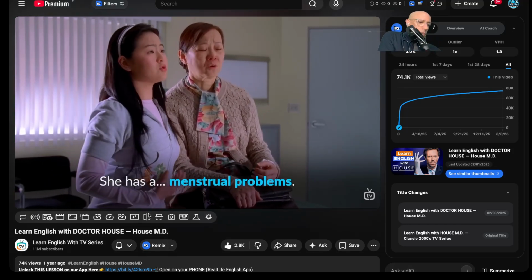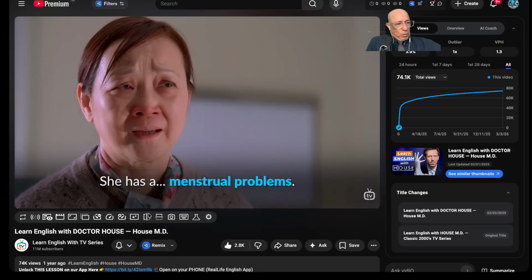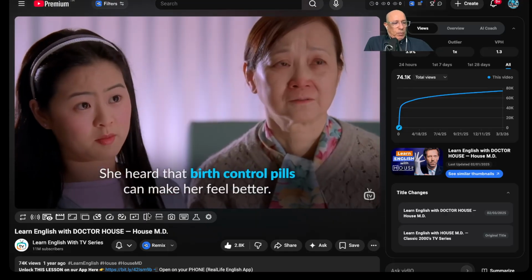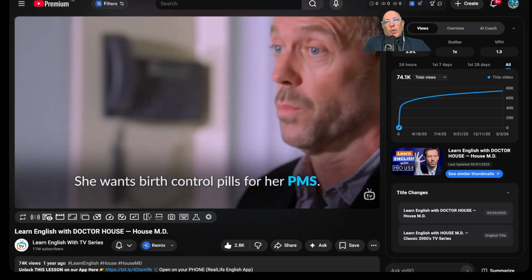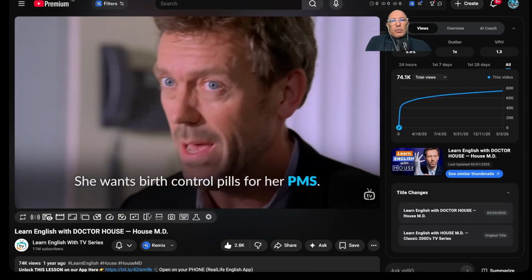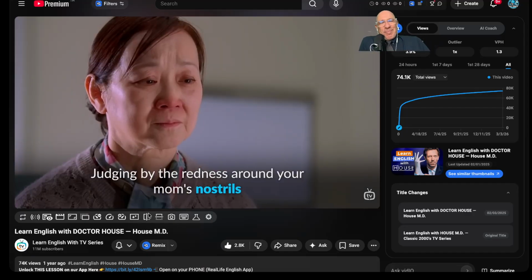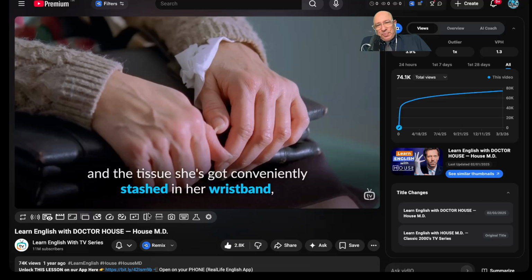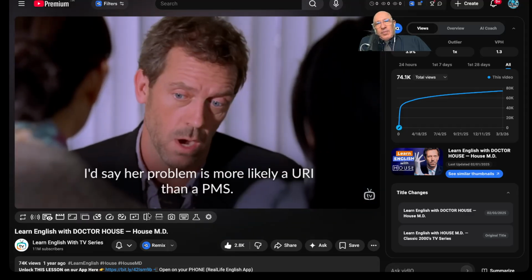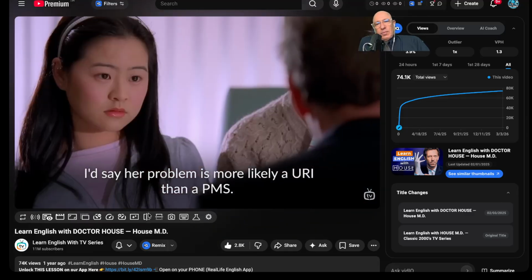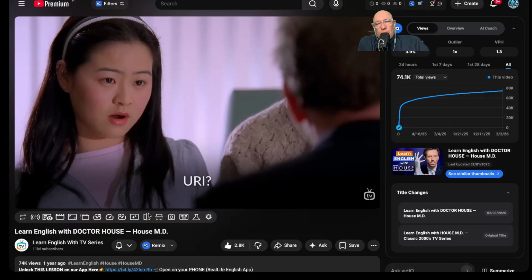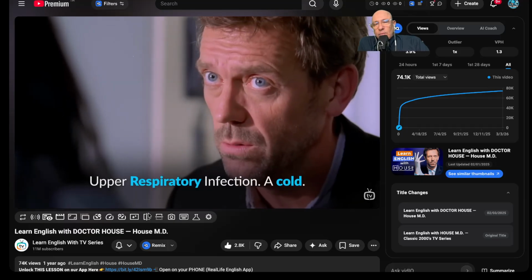She has a menstrual problem. She heard that birth control pills can make her feel better. She wants birth control pills for her PMS, I guess. Judging by the redness around your mom's nostrils and the tissue she's got conveniently stashed in her wristband, I'd say her problem is more likely a URI than a PMS. URI? Upper respiratory infection. Cold.